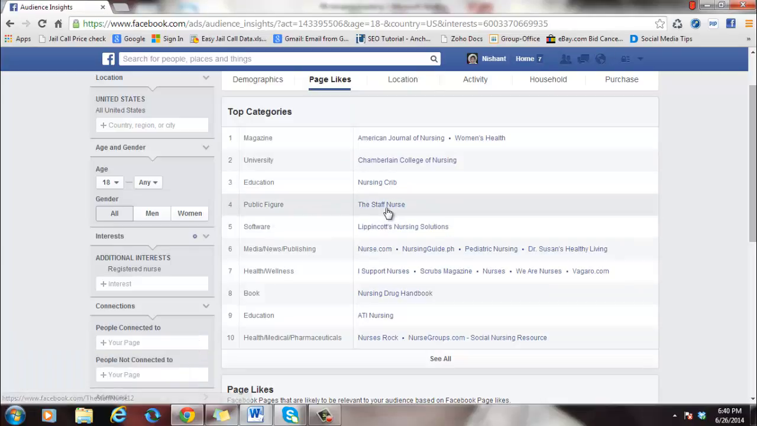Now you can also go to the staff nurse, that's under the public figure category. A lot of the times these categories are not properly categorized, because when somebody is setting up their page, they don't pay too much attention to what category to put it under, and sometimes they may make a mistake in picking the proper category. So even though the category here is good, don't just think that this is the perfect one.